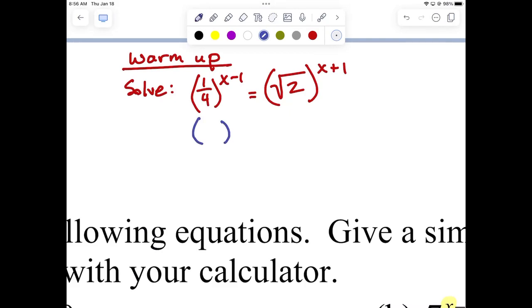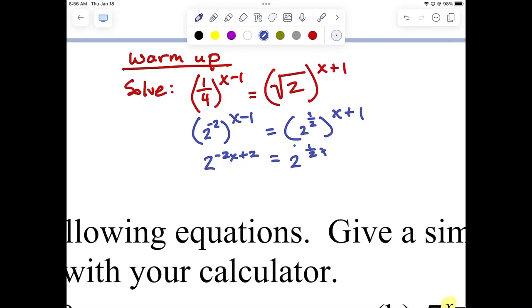So let's go ahead and just write parentheses to the x minus 1, parentheses to the x plus 1, and 1/4 is 2 to the what power? Negative 2. And the square root of 2 is 2 to the what? 1/2 power. Okay, now when we raise a power to a power, we multiply. So we distribute the negative 2, we get negative 2x plus 2, and we distribute the 1/2, and we get 2 to the 1/2 x plus a half.